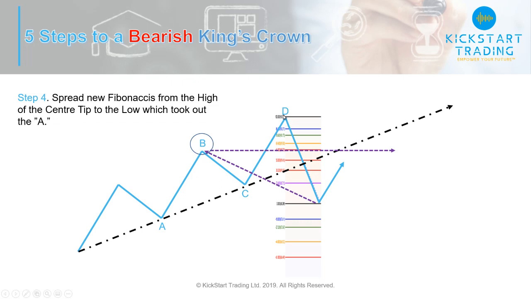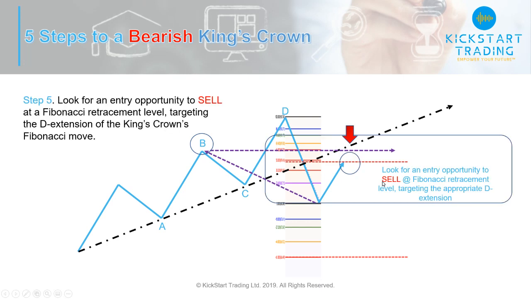So what we want to do is spread these new fibs from the high of the center tip, okay, to the first official low that took out that previous A. That's our new AB boundary. That's our new King's Crown AB boundary, okay?